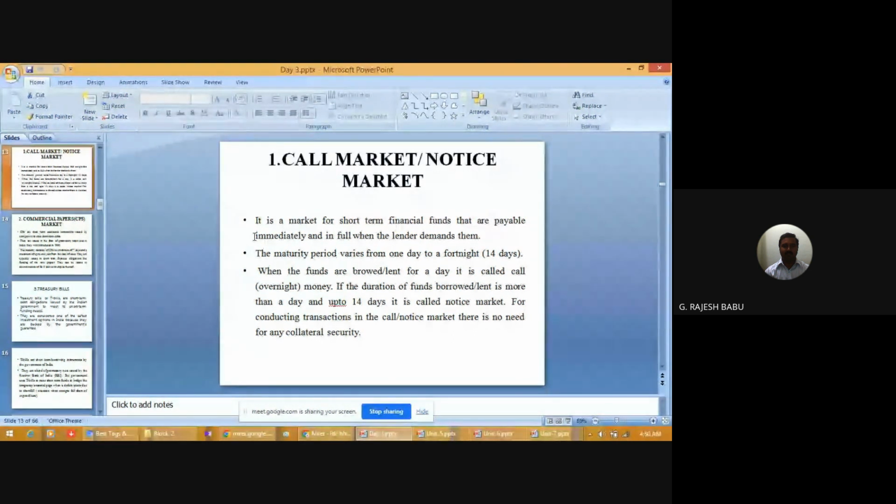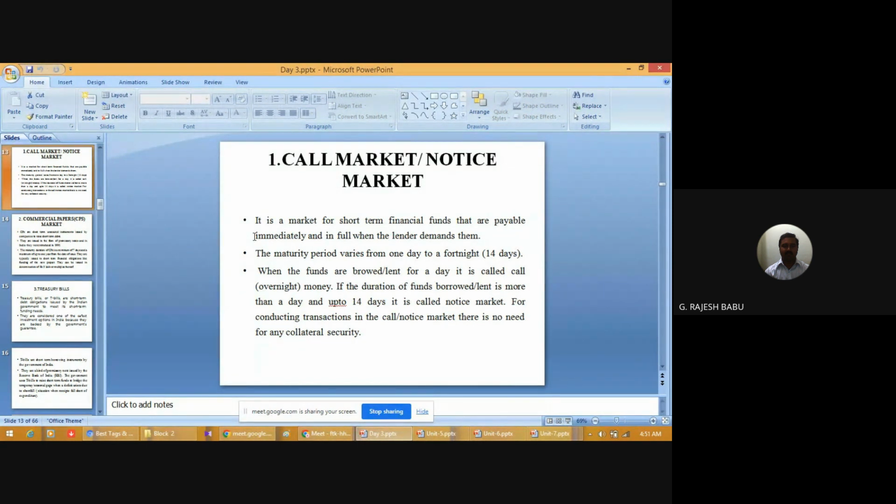That means 14 days. When the fund is borrowed or lent for a day, it is called overnight money. If the duration of funds borrowed or lent is more than a day and up to 14 days, it is called notice money. For conducting transactions in the call or notice market, there is no need for any collateral security. The major players in the call market are banks and primary dealers. The interest rate payable on a call loan is known as the call rate.